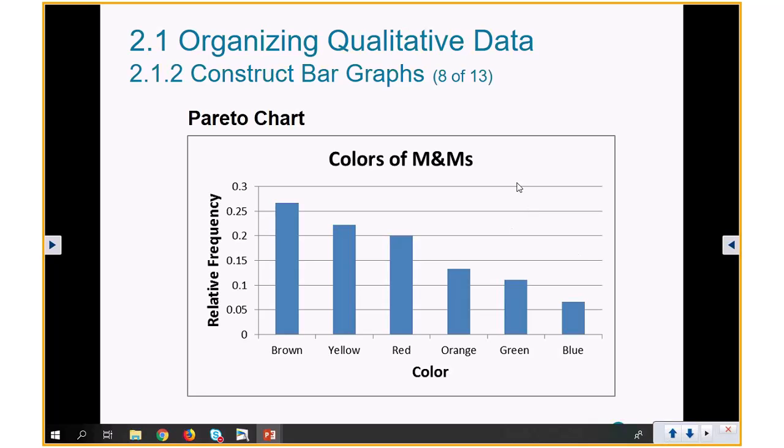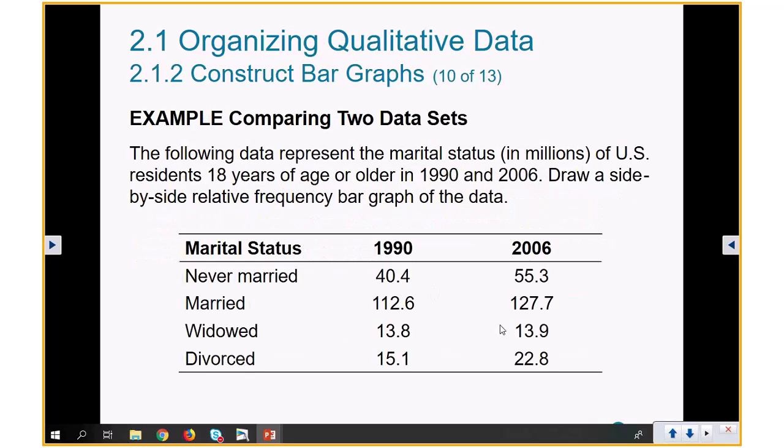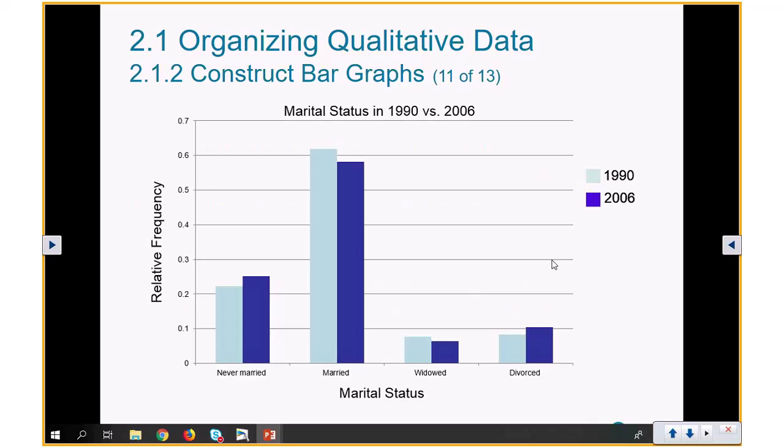Colors of M&Ms. Back to blue. Okay, I'm not going to go through side-by-side bar graphs. There's a side-by-side bar graph. I'm not going to test you on that, but you need to know what it looks like.